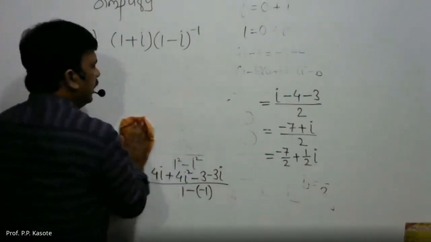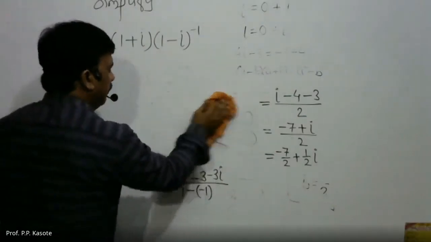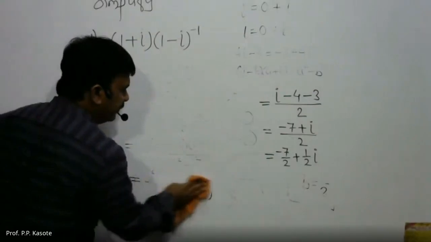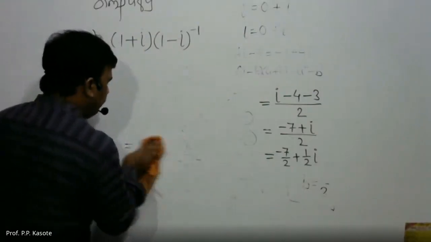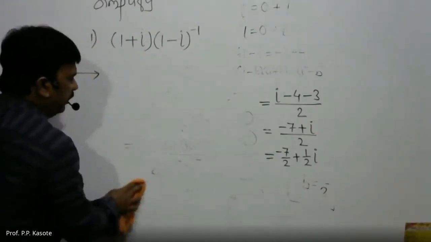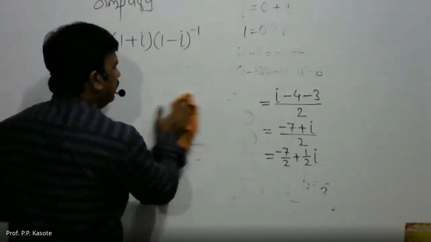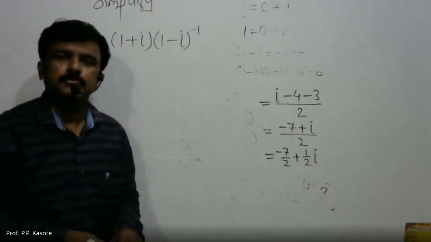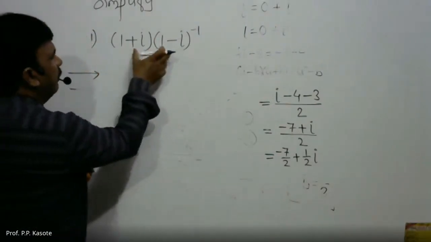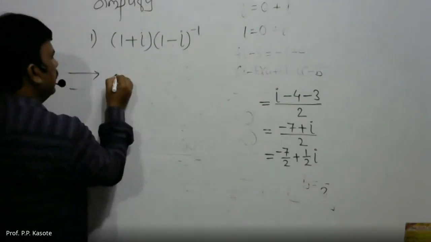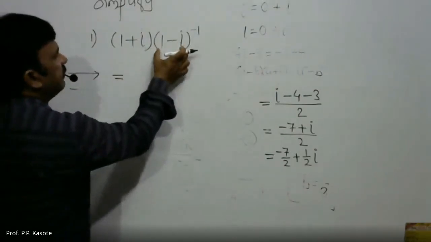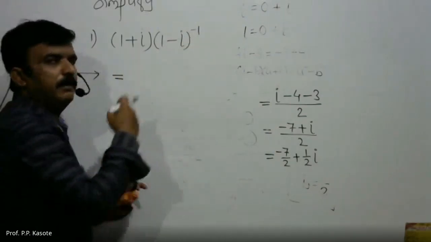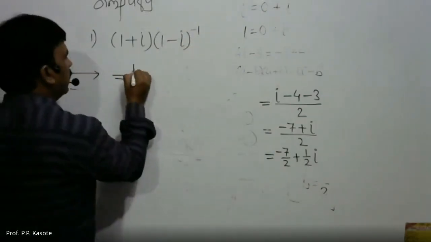Now, it looks like a regular multiplication of two complex numbers. But the problem with the second number, not the problem, but it's a confusion, because the power is minus 1. The power of second term is minus 1. So it means that we cannot multiply these two easily. So in this case, we can shift this second term in the denominator so that this power minus 1 will become plus 1. So let's see what happens.